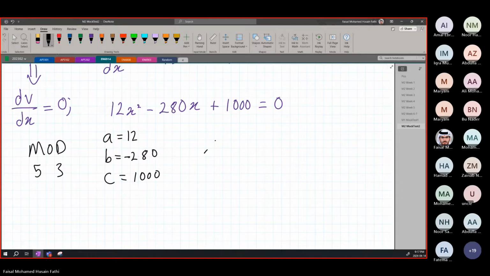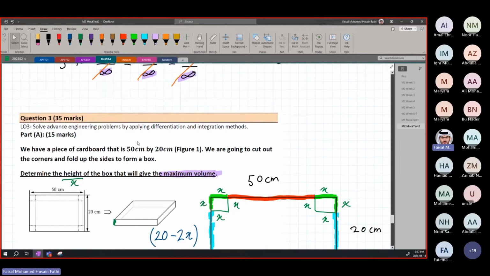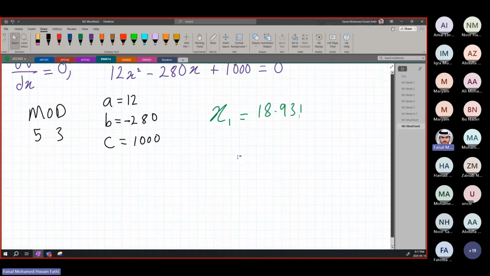x1, let me put them in green actually. So x1 is equal to 18.931. The sizes initially were given in centimeters, so this is going to be in centimeters as well. And x2 is equal to, again, I just used mod 5.3 from the calculator, 4.402 centimeters. So we have two values here.